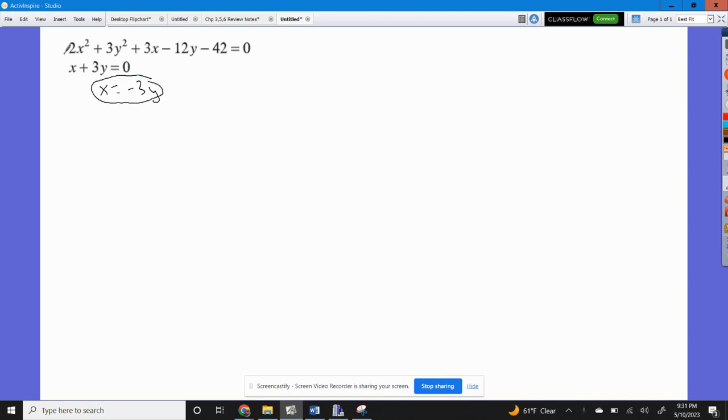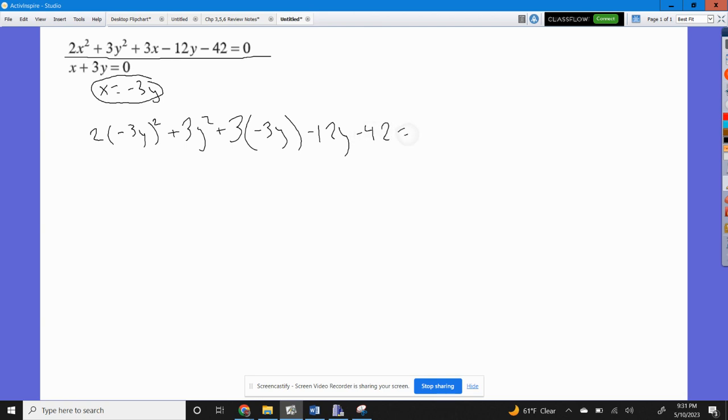All right, so now I have to copy down this entire first equation, but every time I see an x, I'm going to be replacing it with negative 3y instead. So we have, right from the get-go, 2 times x squared, and I'm replacing that x with a negative 3y, plus 3y squared, plus 3 times x, and again, I'm replacing x with negative 3y, minus 12y, minus 42 equals 0. Okay, and now I'm going to have to go ahead and simplify this thing down.